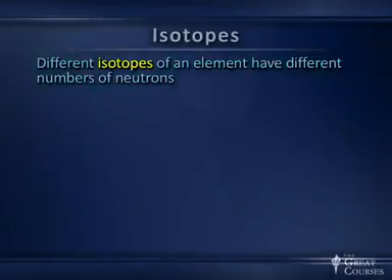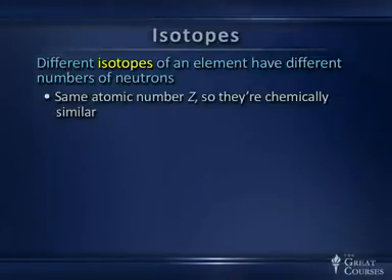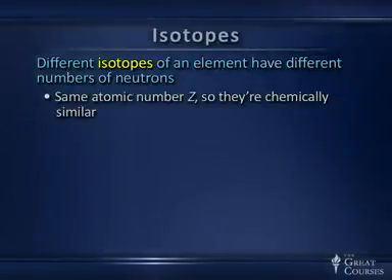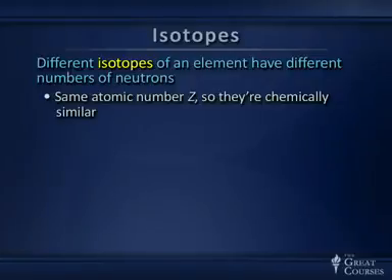They have different numbers of neutrons. They have the same atomic number Z, so they're chemically similar. They're not absolutely identical because they have slightly different masses, and that makes them behave slightly differently in ways that are interesting, but not really significant for our purposes here.